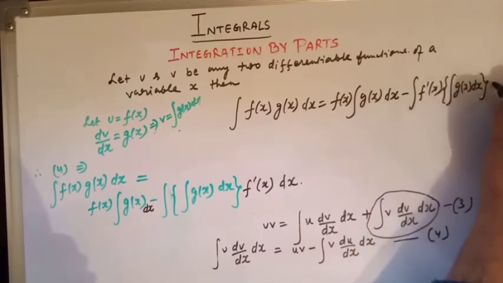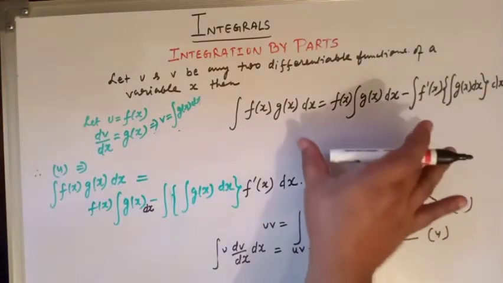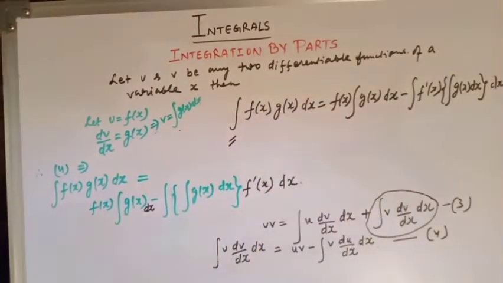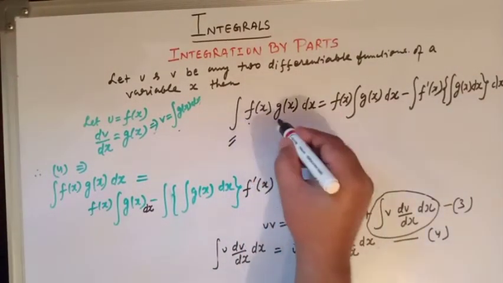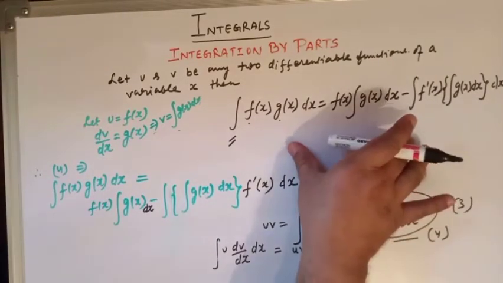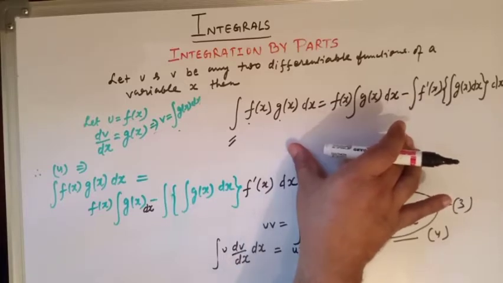Clear? And here we have dx. Clear? So this is the formula for finding out the integral of the product of these two functions f and g, and this formula is known as integration by parts.